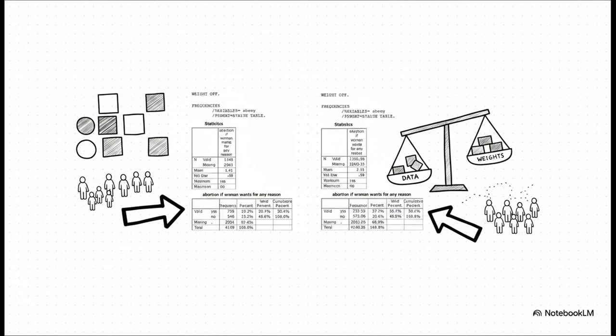On the left, weights are off. See those nice, clean, whole numbers? That's the raw count of people. Now, look to the right, with the weights turned on. Two big things happened. The counts now have decimals, which looks weird but is normal, but more importantly, check out the percentages.